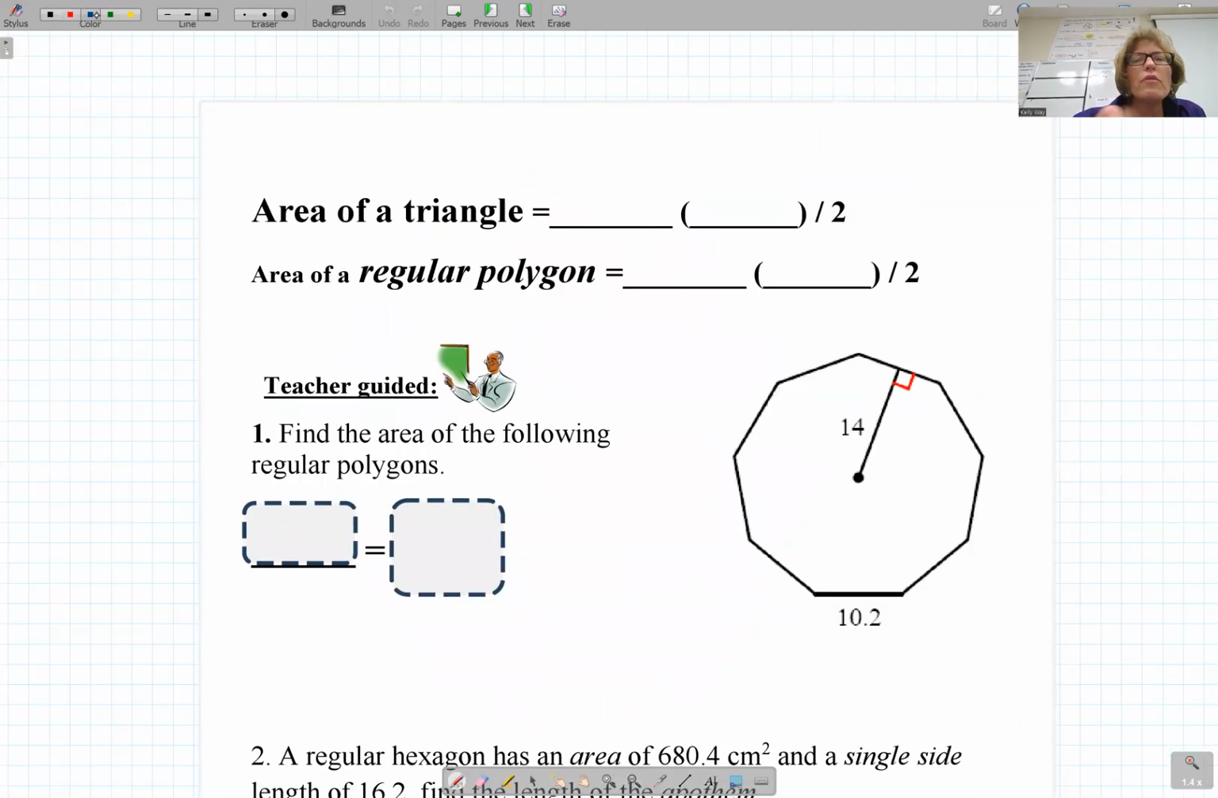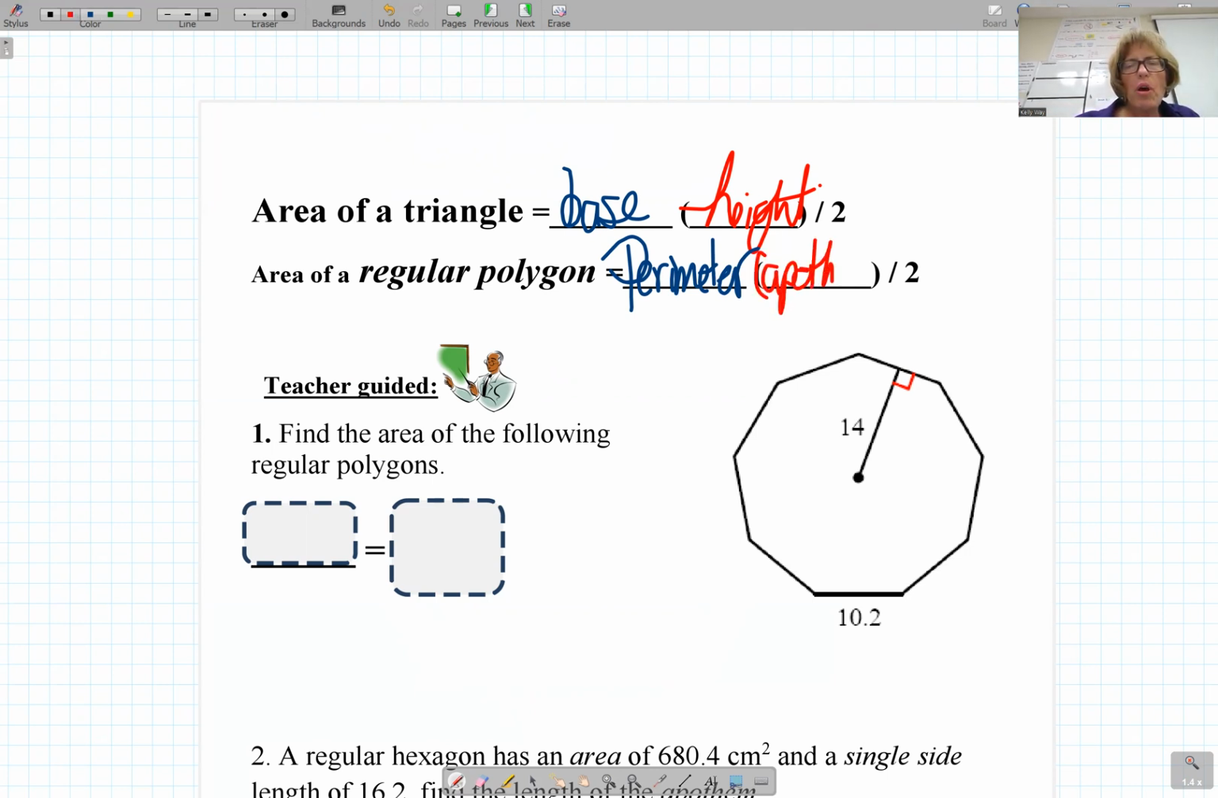So the area of a triangle is base times height over 2. For all regular polygons, it's going to be perimeter times apothem over 2. They're related. We replace the word base with perimeter, and height with apothem.